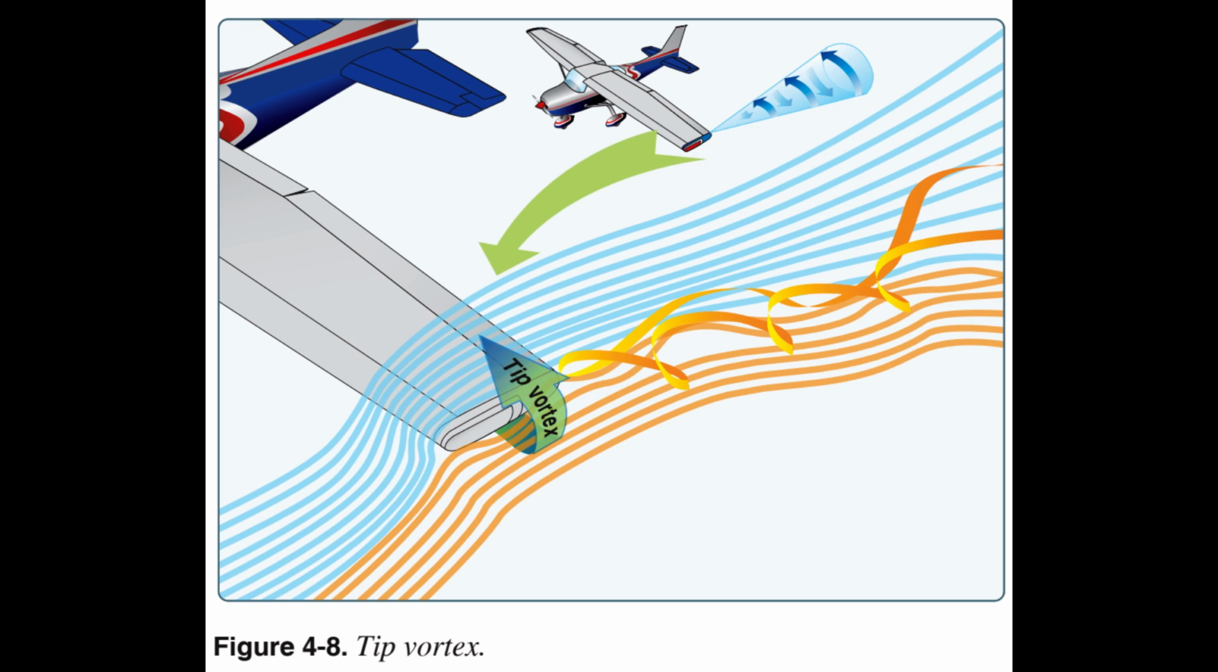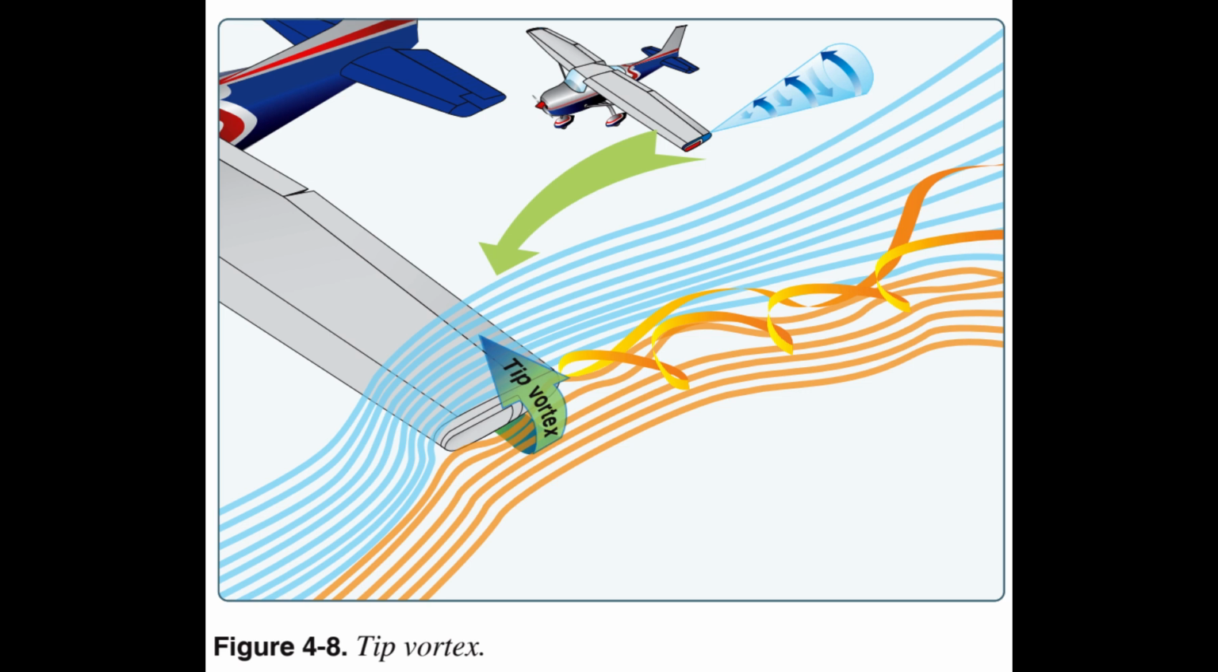This action creates a rotating flow called a tip vortex. The vortex flows behind the airfoil, creating a downwash that extends back to the trailing edge of the airfoil. This downwash results in an overall reduction in lift for the affected portion of the airfoil.